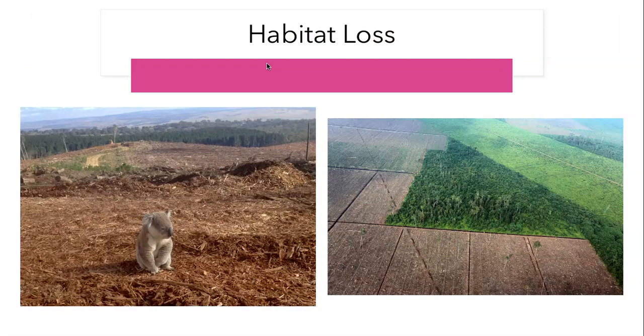So before we get into climate change, let's get into the first threat to biodiversity, and that is habitat loss. So eliminating an organism's habitat, whether it's a forest, a coral reef, a grassland, a river, it's going to kill the individuals of that species.